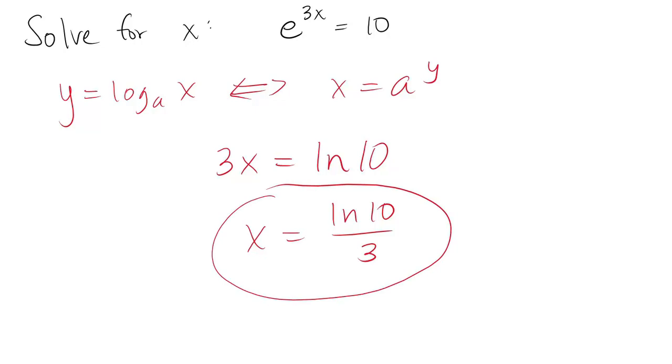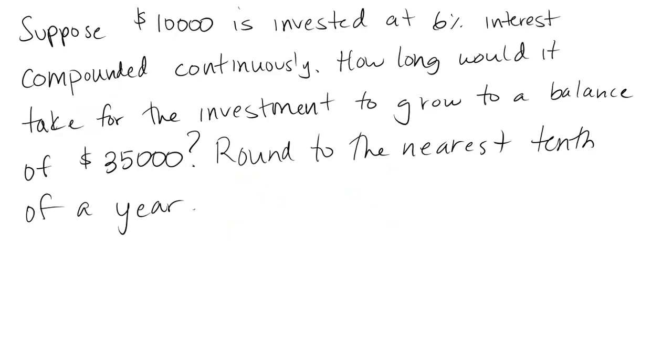I want to solve a couple more of these exponential style equations, but we're going to do it in the context of word problems, talking about applications that we've discussed before. The first one we're going to look at is continuously compounded interest. Suppose $10,000 is invested at 6% interest compounded continuously. How long would it take for the investment to grow to a balance of $35,000, round to the nearest tenth of a year? Because the interest is compounded continuously, we're going to use that PERT formula, A equals P times e to the rt power.